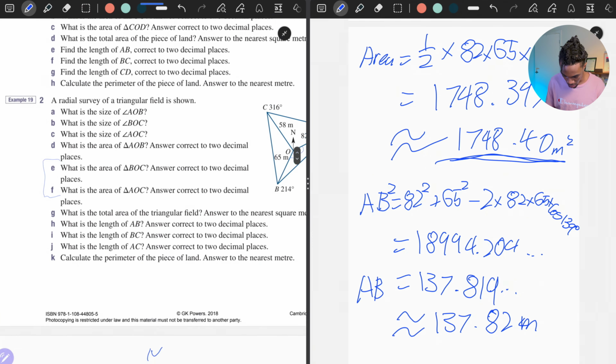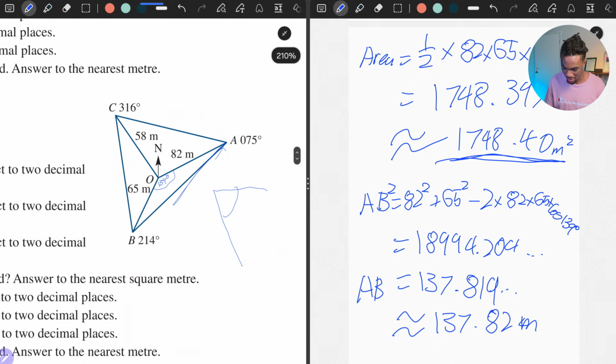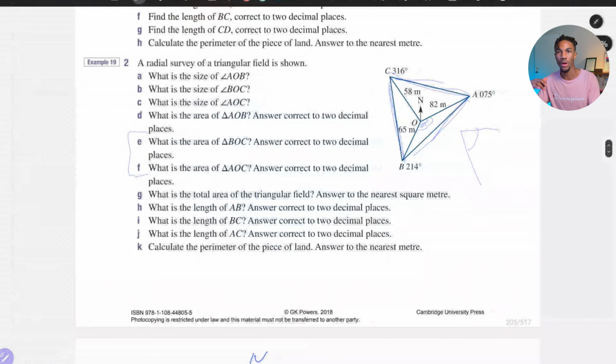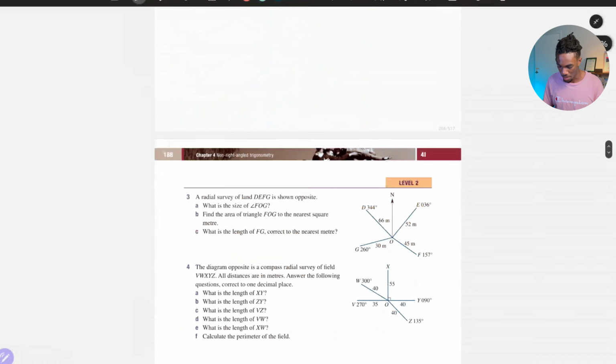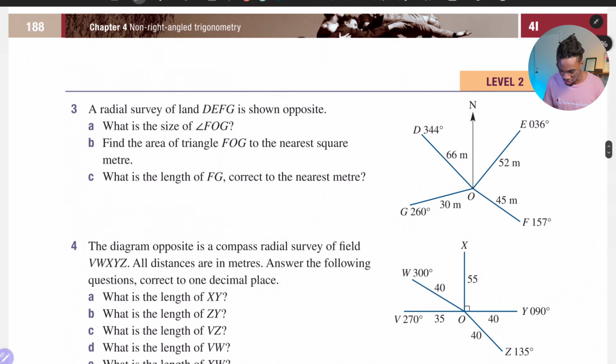Okay. And then calculate the perimeter of the land. If we calculated this, this, and this, we'll just add them together and get the perimeter. Now that we've done this, I'm just going to run you through what I mean by, if you've mastered all the other content in this chapter of trigonometry, you can pretty much answer any radial survey question. So if we come down to here, just having a look at this one real quick.